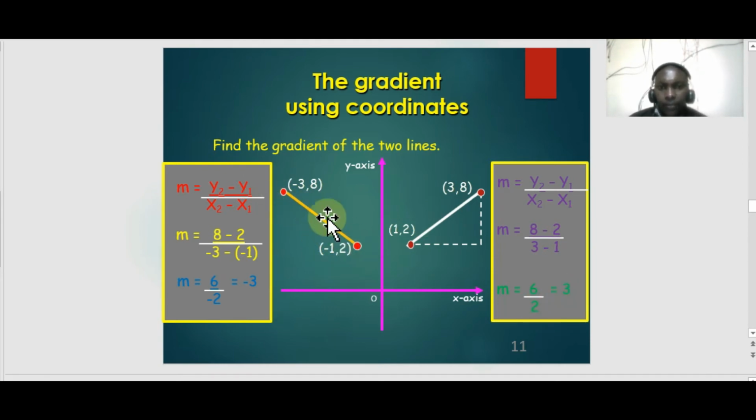Now for this line, to get the gradient of this line, the gradient is given by the change in the vertical distance, which is 8 minus 2, divided by the change in the horizontal distance, negative 3 minus negative 1. So 8 minus 2, you get 6. Then negative 3 minus negative 1 will give you negative 2. And the gradient for that line will be negative 3.